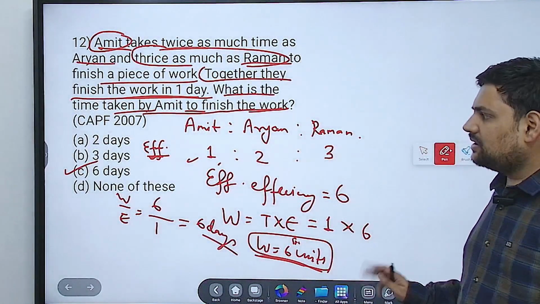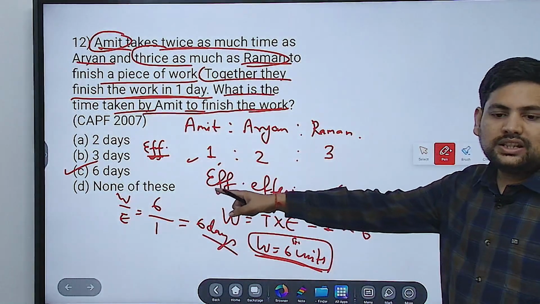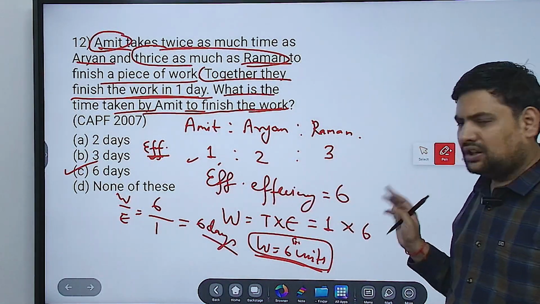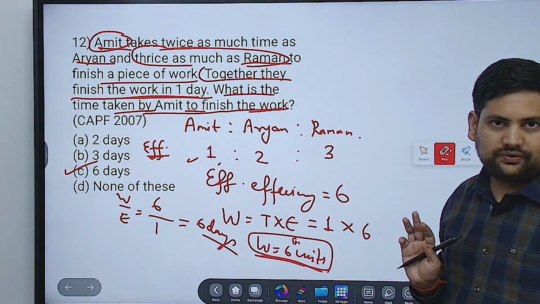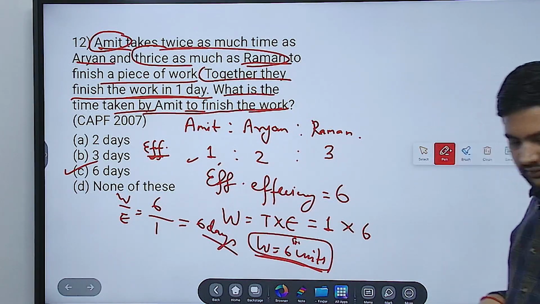Understood? Fairly simple. What you have to calculate is the ratio of their efficiencies. Then it becomes fairly easy. Understood? Okay. Let's move forward.